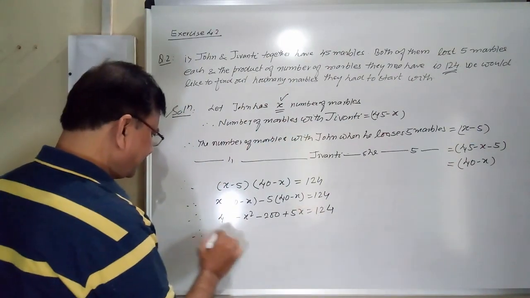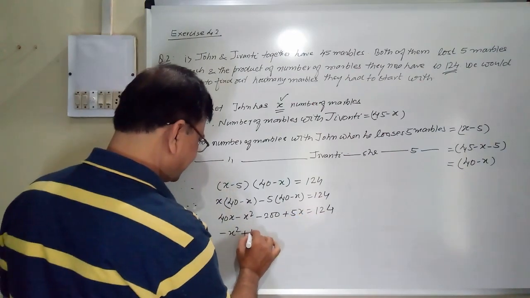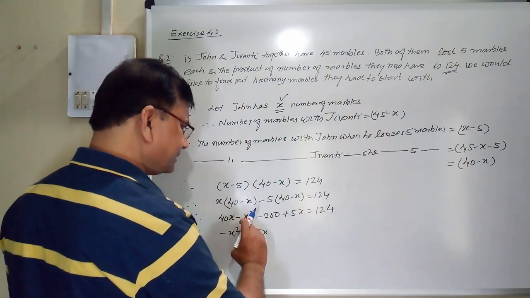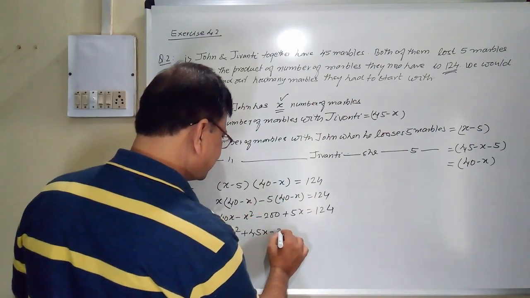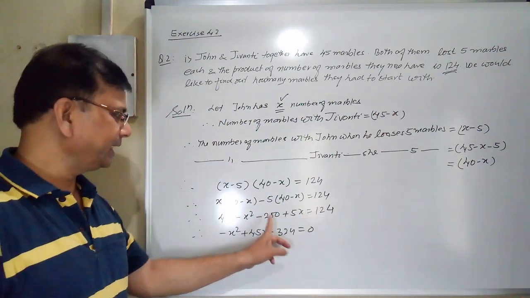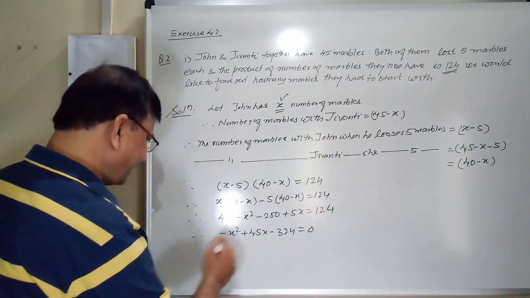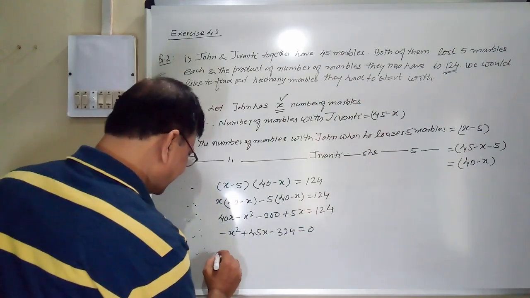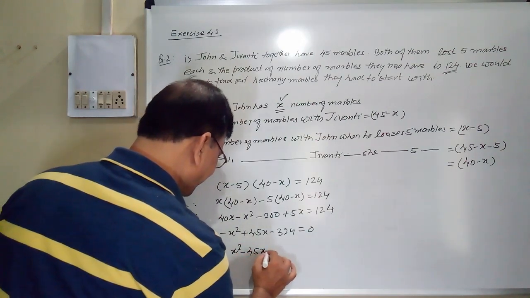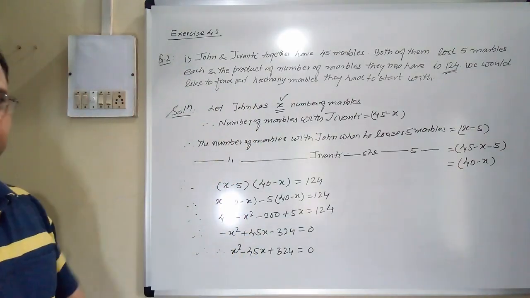So further simplification: minus X square, and 40X plus 5X is 45X. If you take 124 to this side, it will become minus 324, equal to 0. Right? Since the X square is negative here, we will make it positive by transferring all the terms to the other side. This can be written as X square minus 45X plus 324 equal to 0. This is the equation we got.